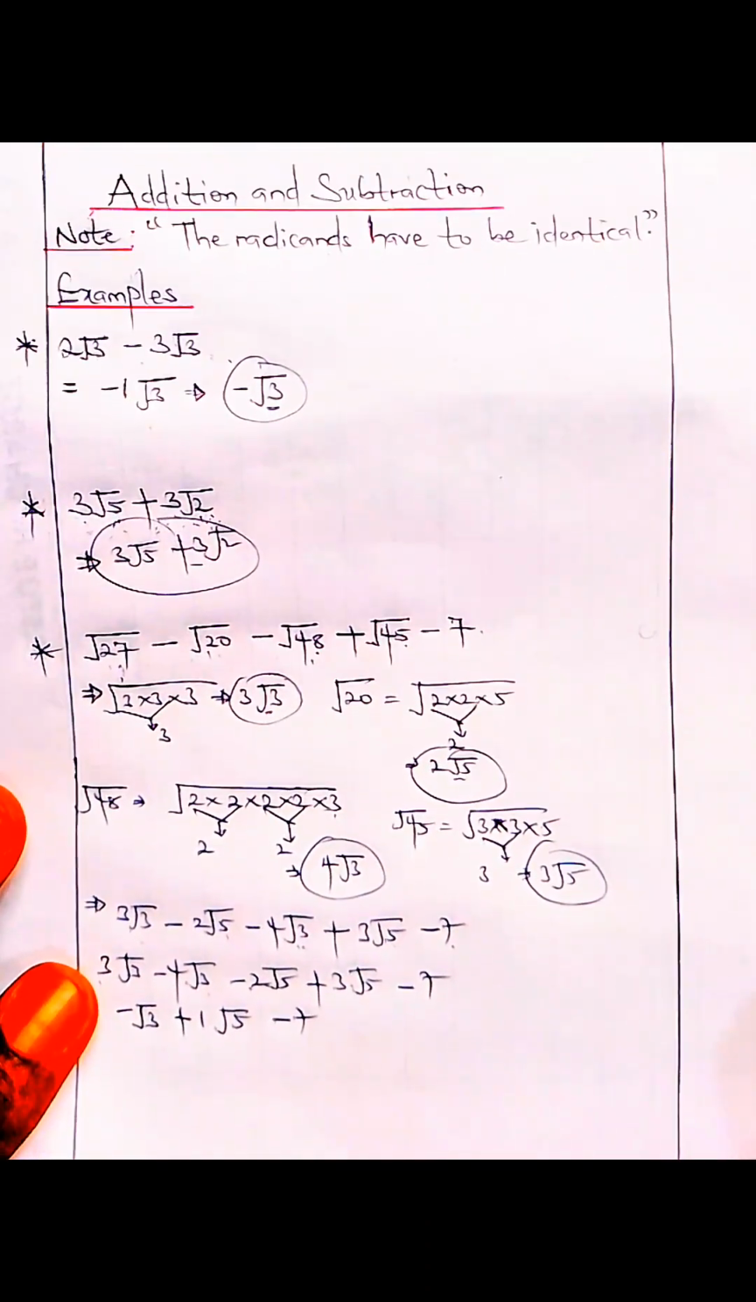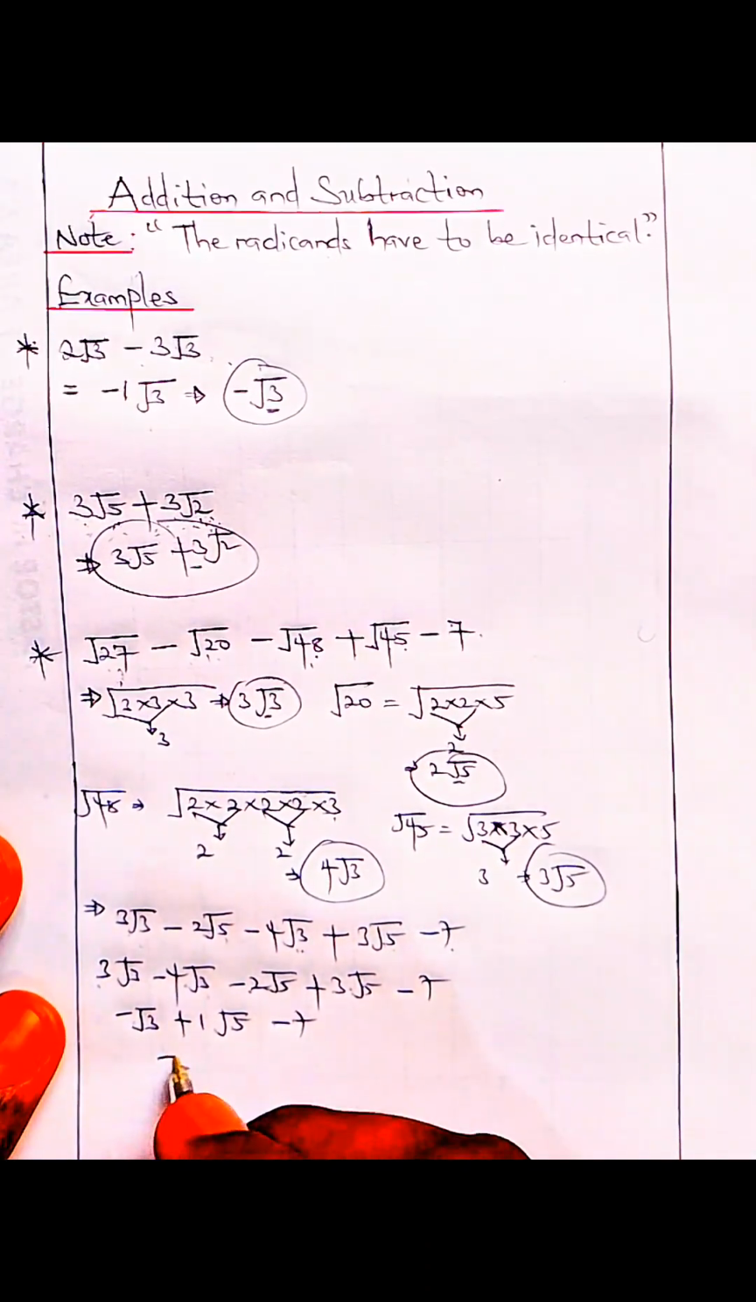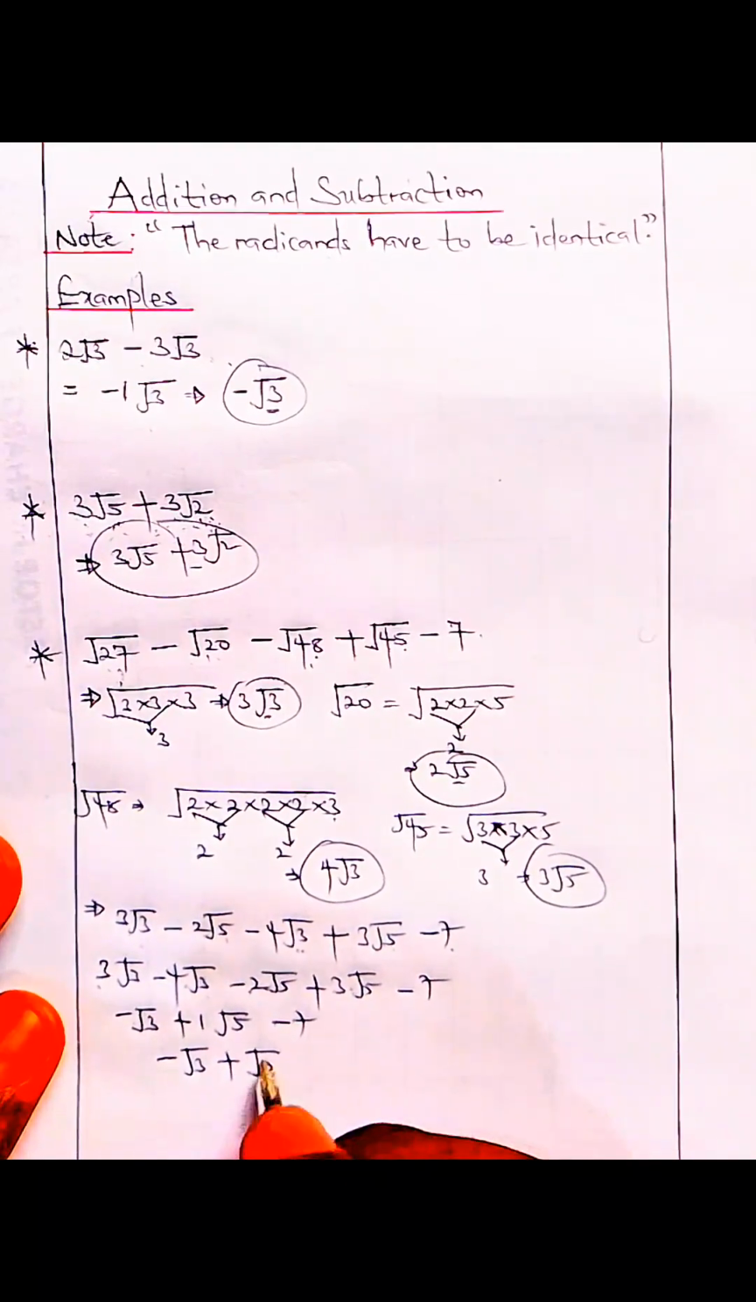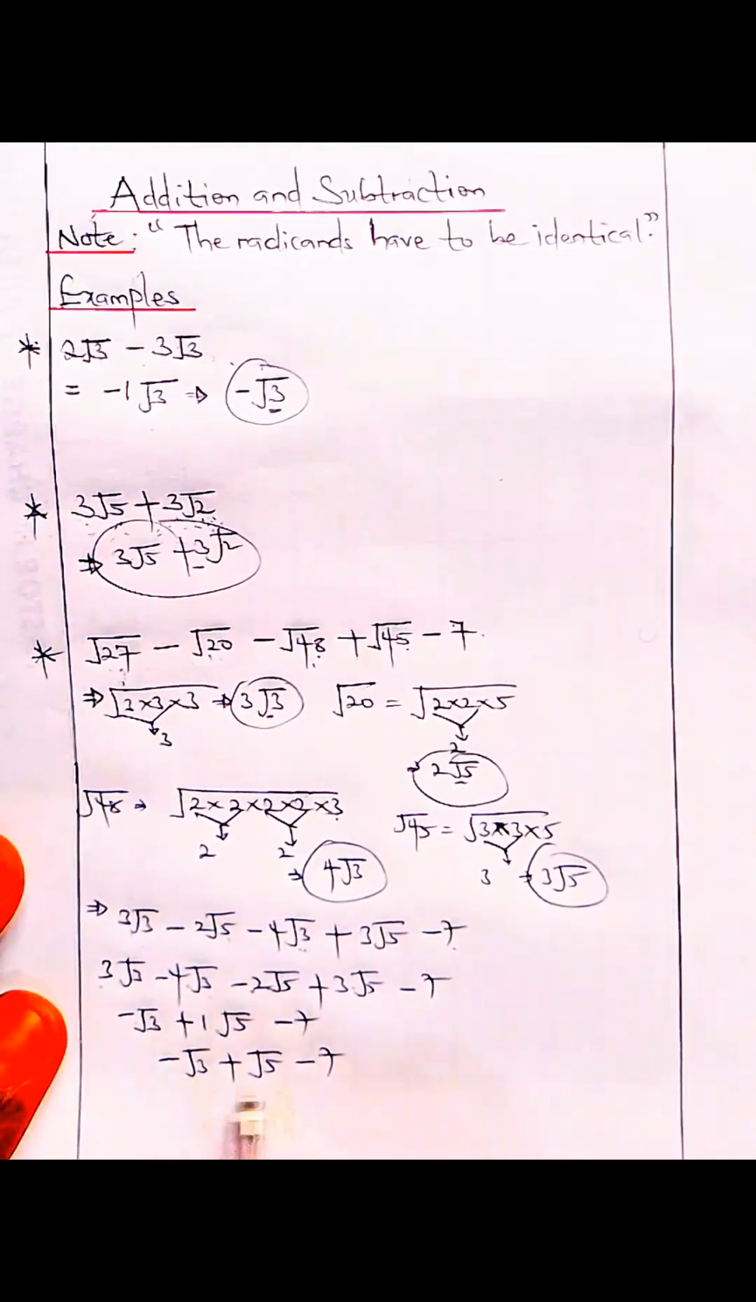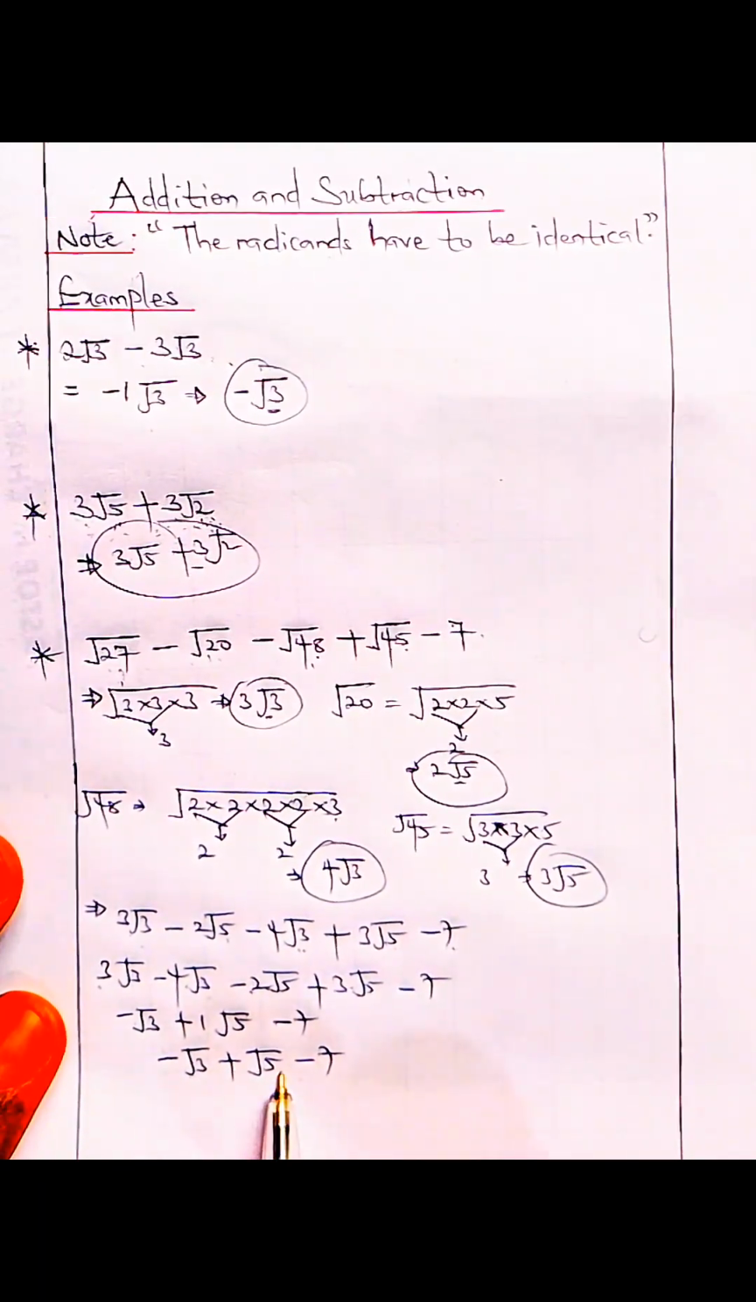So from here, what do we do next? This is simply minus root 3 plus root 5 minus 7. There's nothing we can do about those two. They are different radicands, so we can't combine them together. So at this very point, this is our final result.